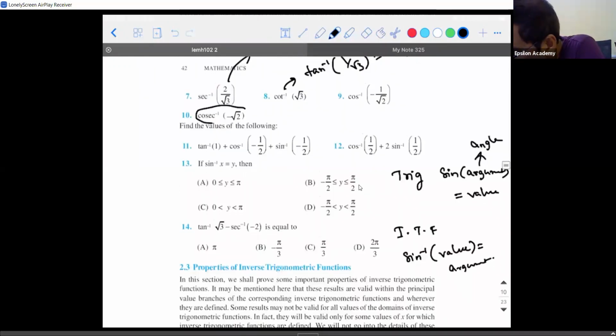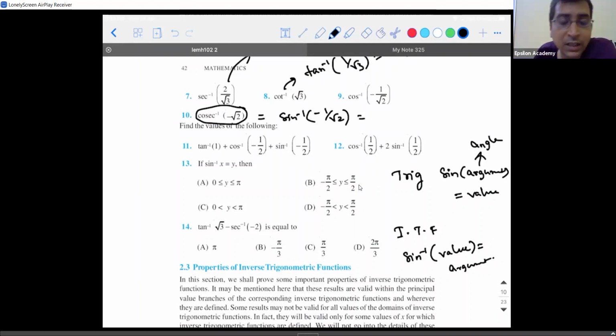So cosecant inverse of minus 2 is sine inverse of minus 1 by 2. It's a negative value, so first find the acute angle. Sine inverse of 1 by root 2 will give you pi by 4. Since you have a minus sign inside, it's minus pi by 4.